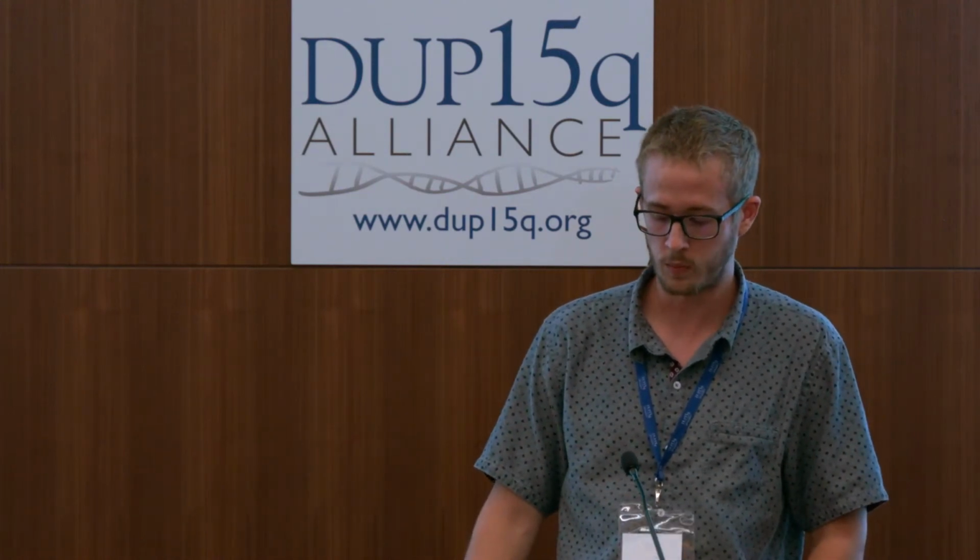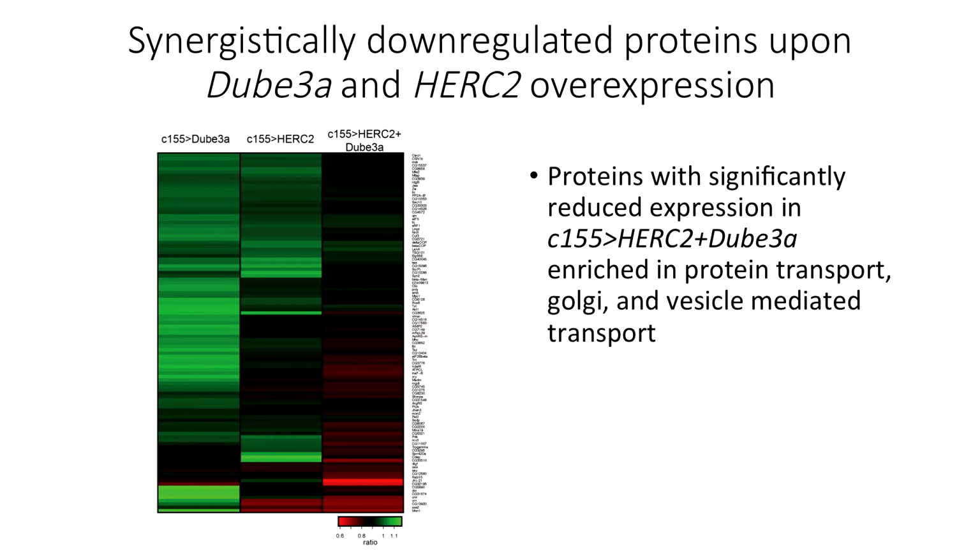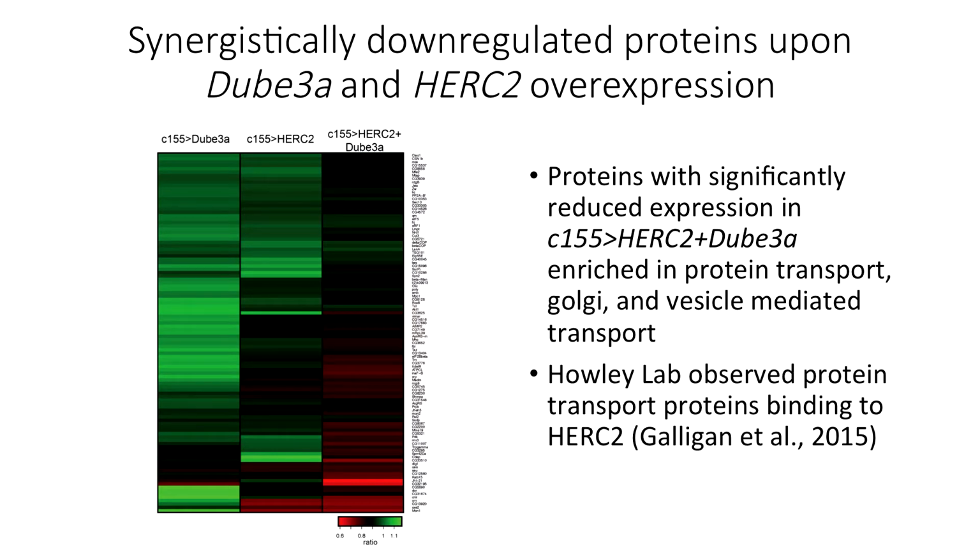Some of us last year were lucky enough to hear Dr. Scheffner talk about this interaction between HERC2 and UBE3A, and he described HERC2 as acting like an allosteric modulator of UBE3A. So whenever you have HERC2 around, it might be changing possibly substrate specificity and definitely activity of UBE3A. So this list of proteins might be some of those specific target proteins that he was hinting at. These proteins are involved in things like protein transport and the Golgi and vesicle-mediated transport. And these are some of the same gene ontology terms that Peter Howley's group identified from their HERC2 binding proteins.